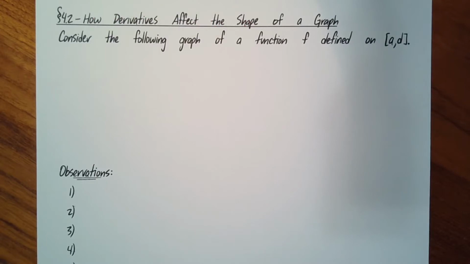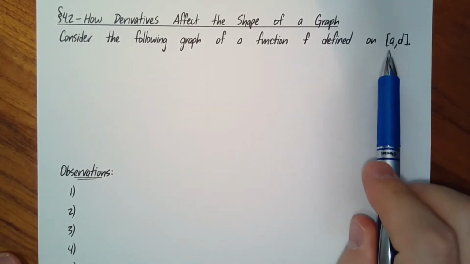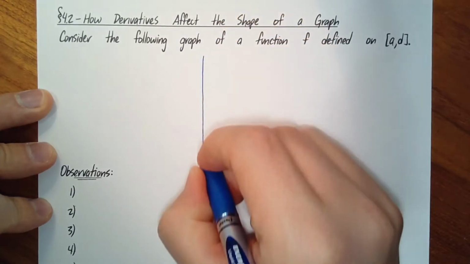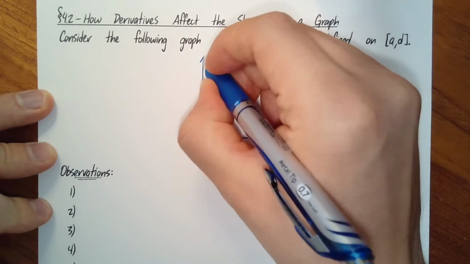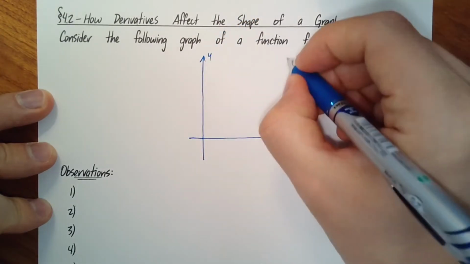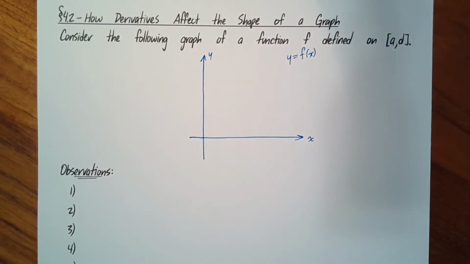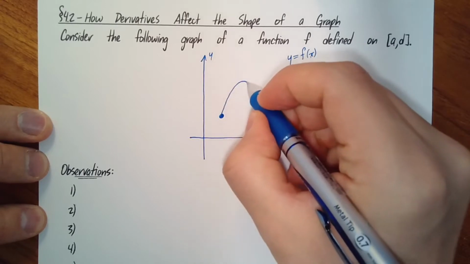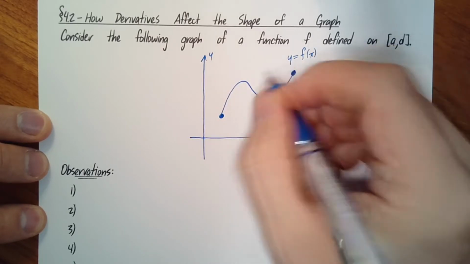So I'll start by asking you to just consider the following picture. I've written here, consider the graph of a function f defined on the closed interval a to d. So let's draw a picture. So we've got some graph of a function f. Now, I'm just going to draw a segment of a curve just to illustrate a point.